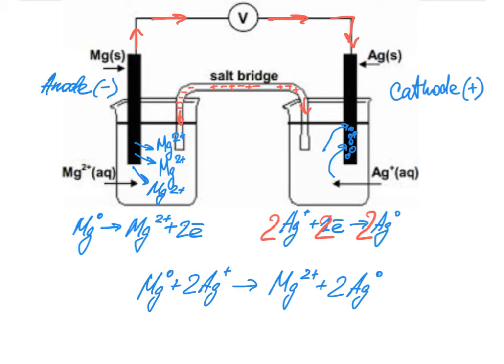We also can say that the mass of magnesium electrode will be decreasing and the mass of silver electrode will be increasing.